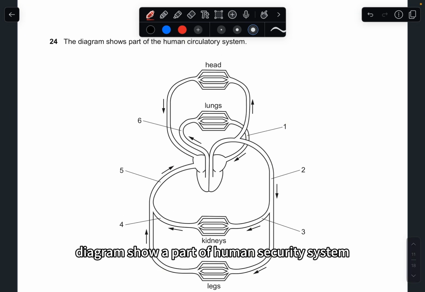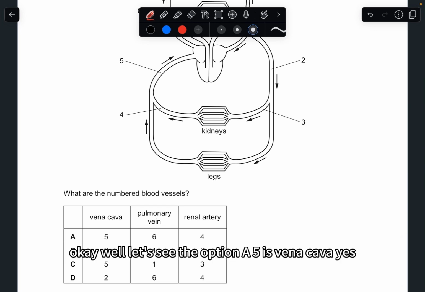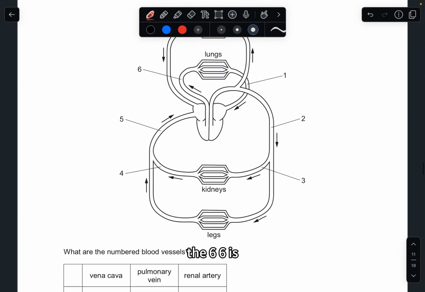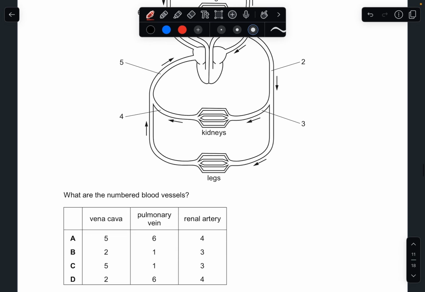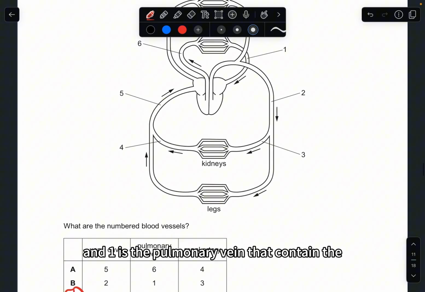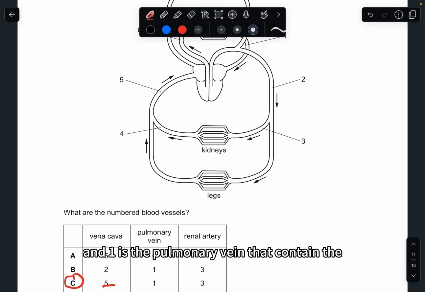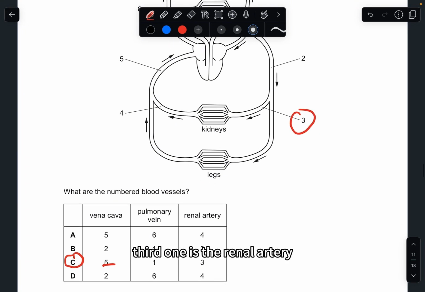This diagram shows a part of the human circulatory system. And what are the numbered blood vessels? Okay, let's see option A. 5 is vena cava, yes. The 6 is pulmonary vein. No, that's not the pulmonary vein, that's the pulmonary artery. So our answer should be C, because 5 is the vena cava and 1 is the pulmonary vein that contains oxygenated blood. That's the only vein that contains oxygenated blood. And the third one is the renal artery.